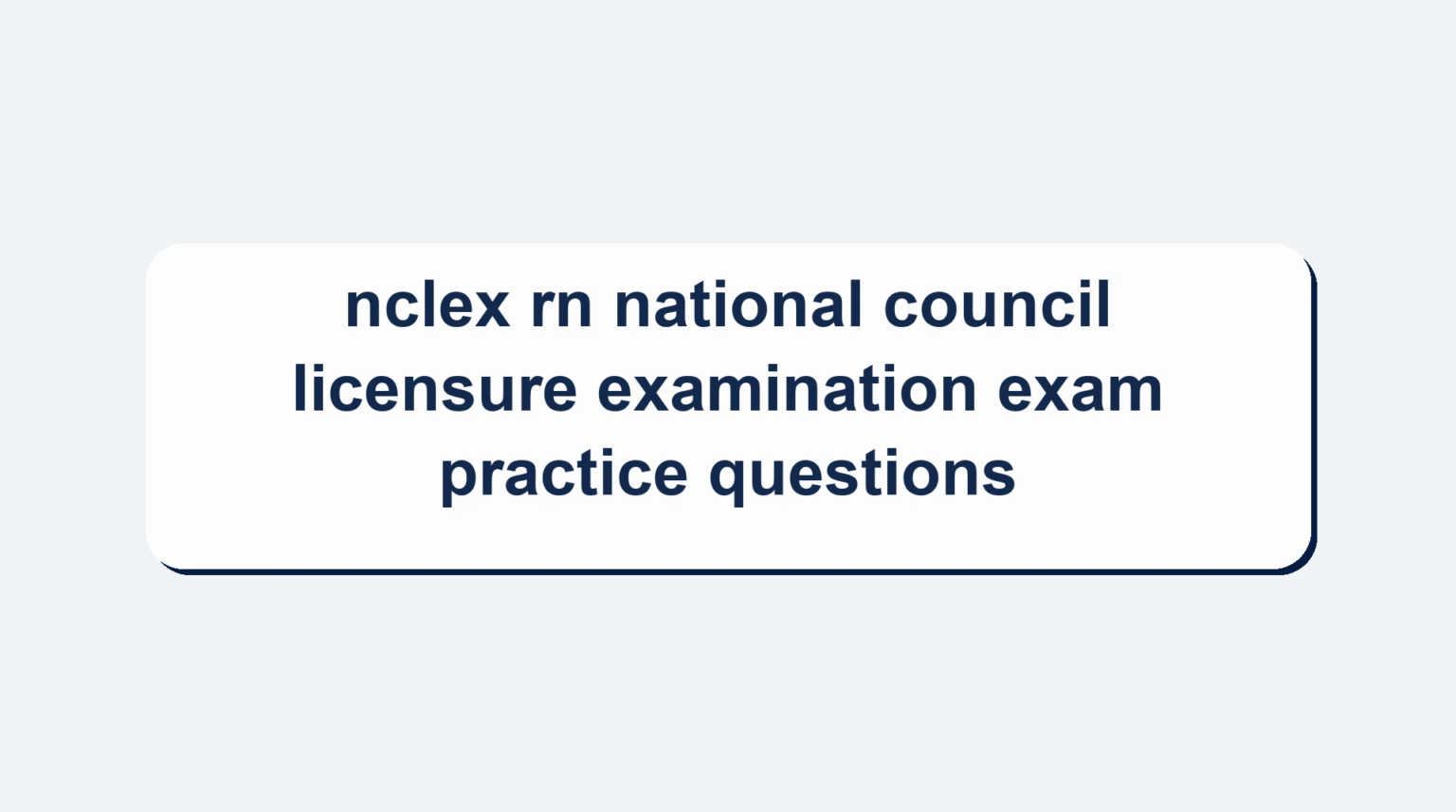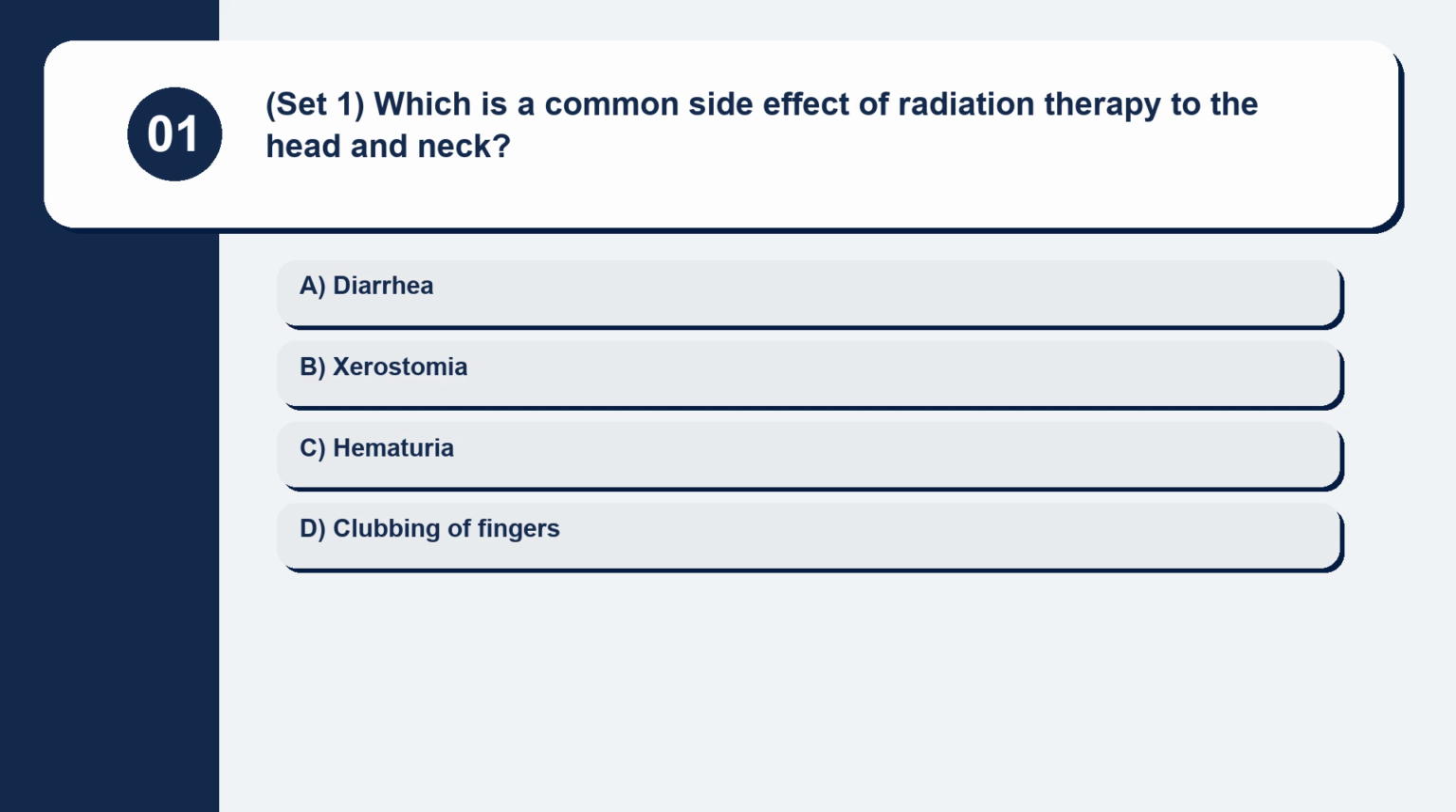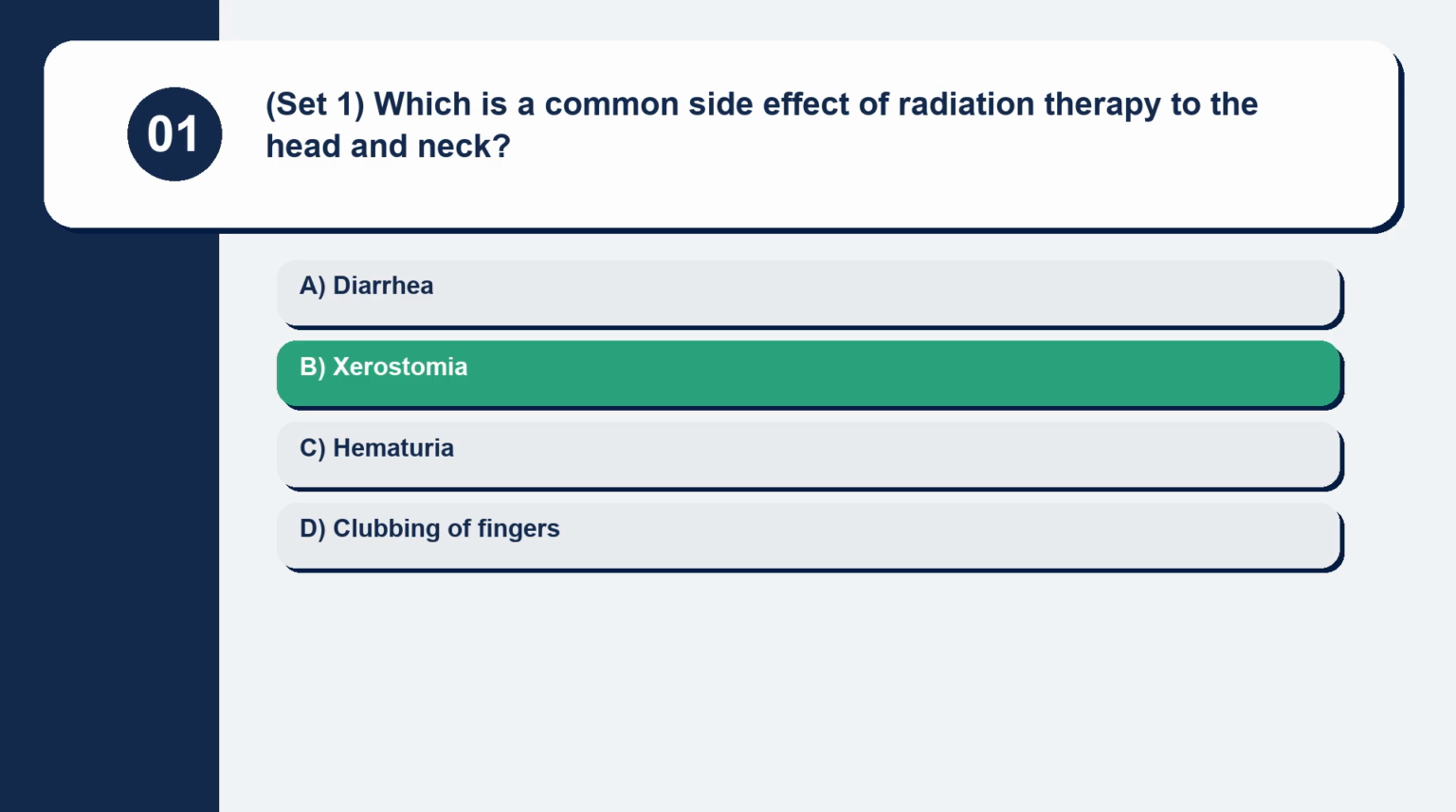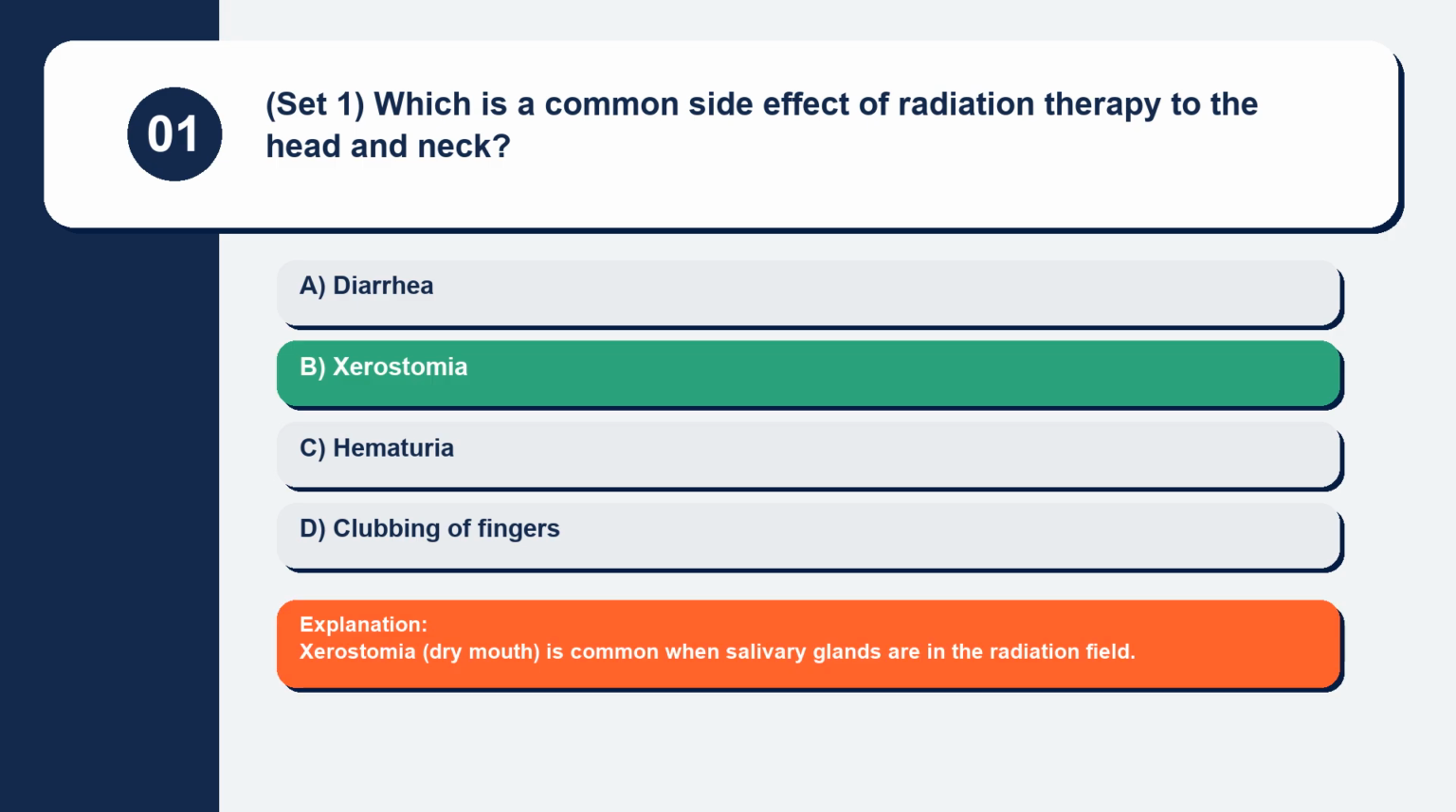NCLEX RN National Council Licensure Examination Exam Practice Questions. Question 1. Set 1, which is a common side effect of radiation therapy to the head and neck: diarrhea, xerostomia, hematuria, clubbing of fingers. Xerostomia, dry mouth, is common when salivary glands are in the radiation field.